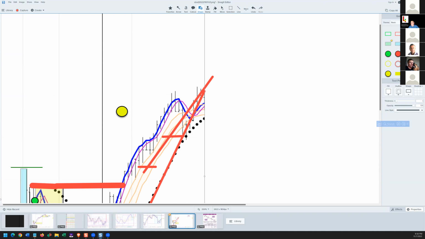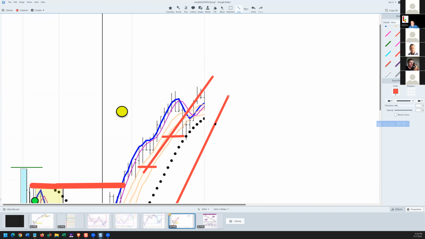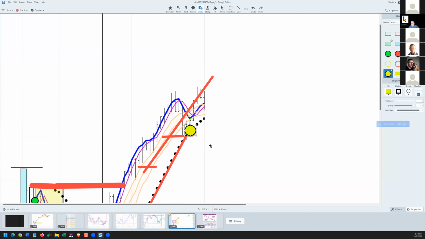The only reason not to get out would be that the RL10 did not touch the PSAR. So if you're using the confirmation of the RL10 crossing the PSAR, you're not out. If you're using the price touching, then you would be out at this yellow dot.